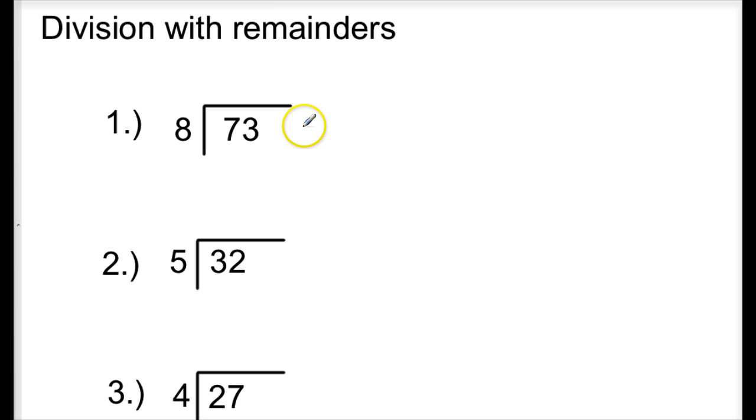So what we need to be thinking of is this. 8 times what number is about 73? That's what we need to be thinking about when we're working on this problem. 8 times what number is about 73? And that's going to be 9. 8 times 9 is close to 73 without going over 73.